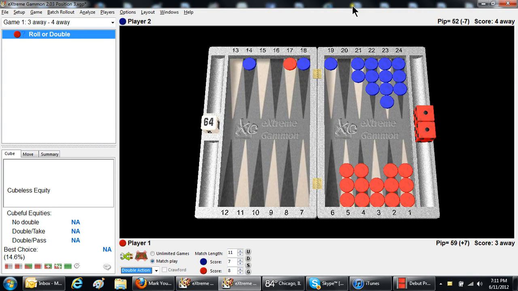Hello, Phil Simborg with an interesting cube situation from the LA tournament. The score is: red is leading and needs 3 points to win the match. He's 3 away, and blue is trailing at 4 away. Red is on roll. What is the proper cube action here?